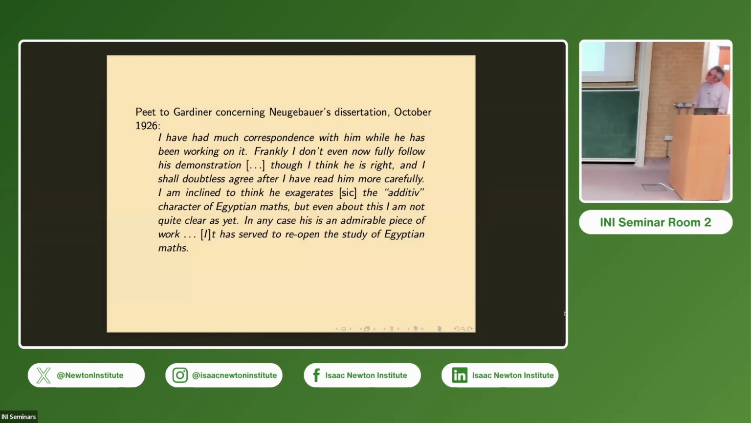Frankly, I don't even now fully follow his demonstration, though I think he's right and shall doubtless agree after I've read him more carefully. I'm inclined to think he exaggerates the additive character of Egyptian mathematics. So this is the other point in Neugebauer's dissertation.